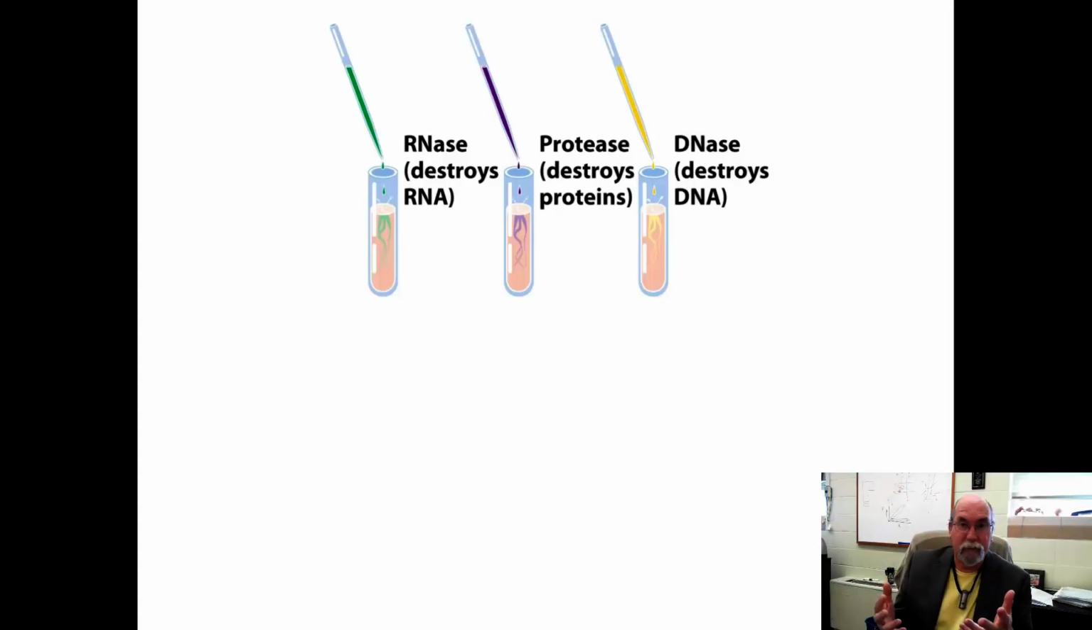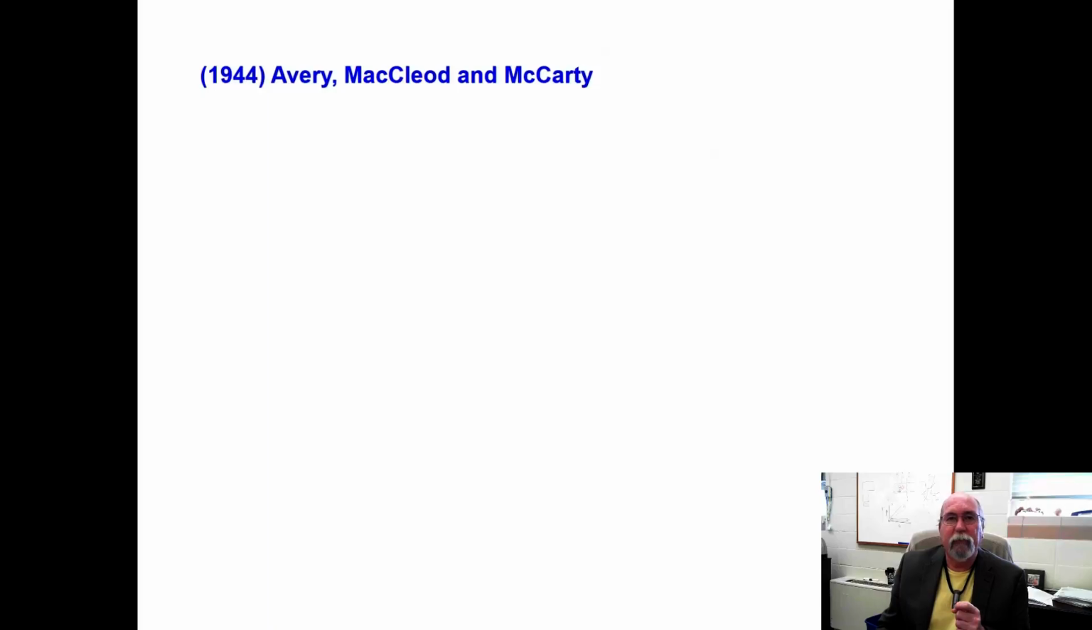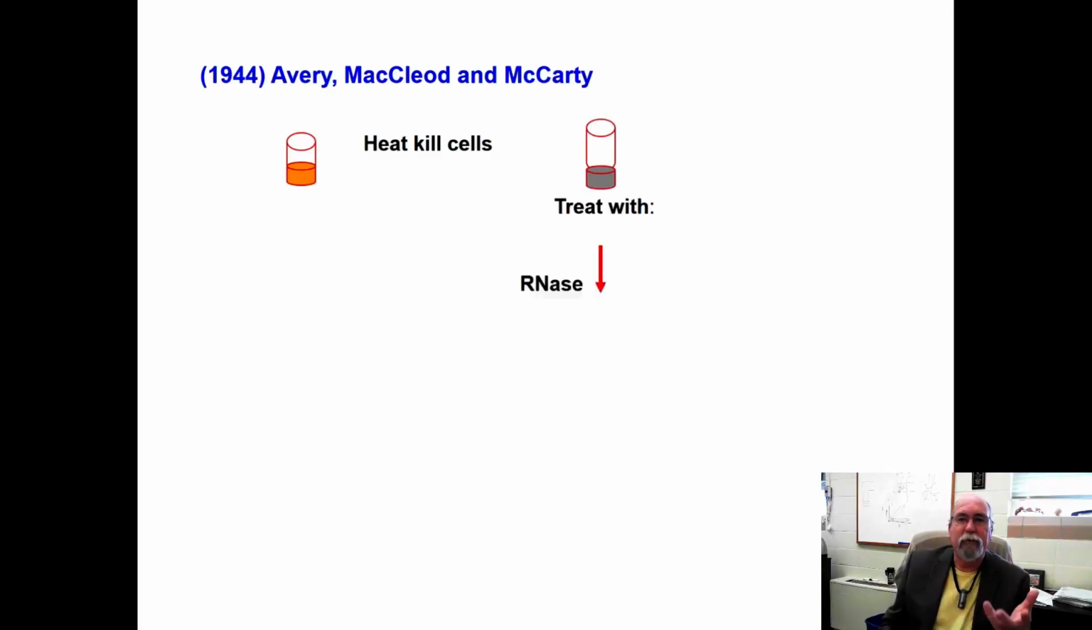Also, there were lipases known. Lipases are enzymes that destroy lipids and break apart lipids. Okay, so now they've got the tools. They can selectively go in and eliminate one or the other. And that's exactly what they did in their experiment. What they did was they heat-killed cells. They took those cells and they treated them with one of these combinations.